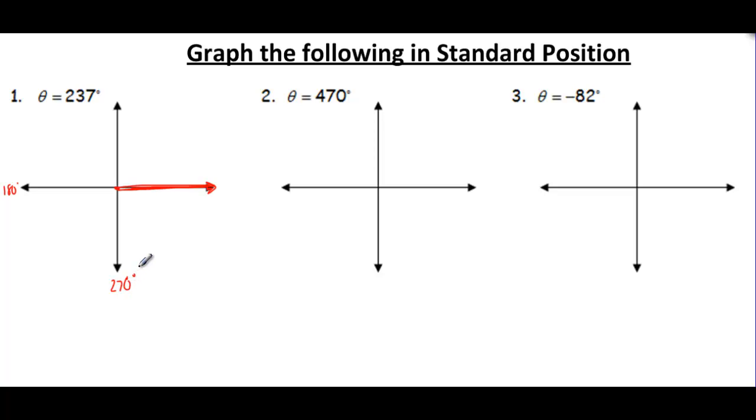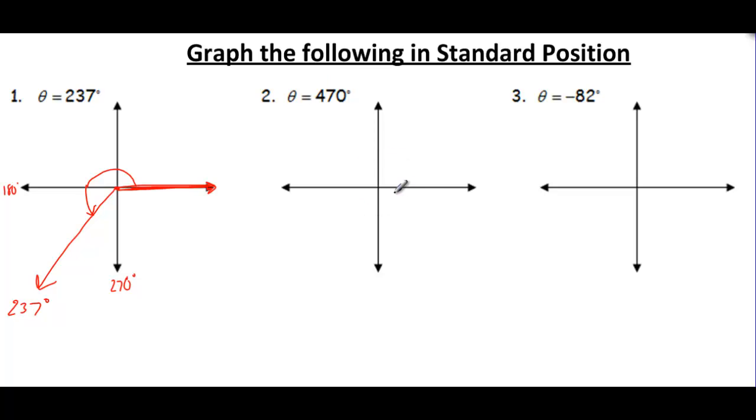Okay. So how do we show which way we're rotating? We draw an arc, and you have to have this little spiral. So I'm going to take this and rotate it 90 degrees, 180 degrees, and it's going to be just past halfway, and that's where I'm going to draw my terminal side. And we draw a little arrow to show which way we rotate it. That's 237 degrees.